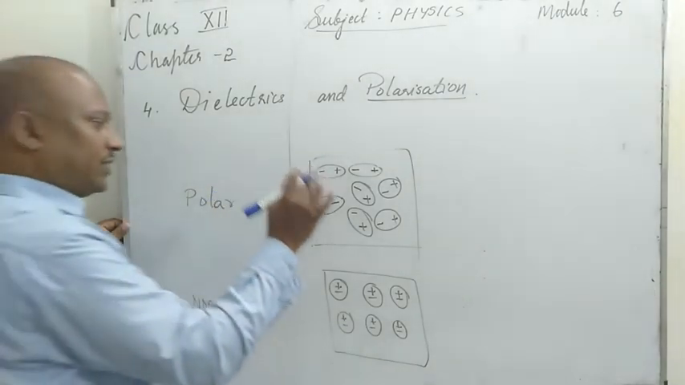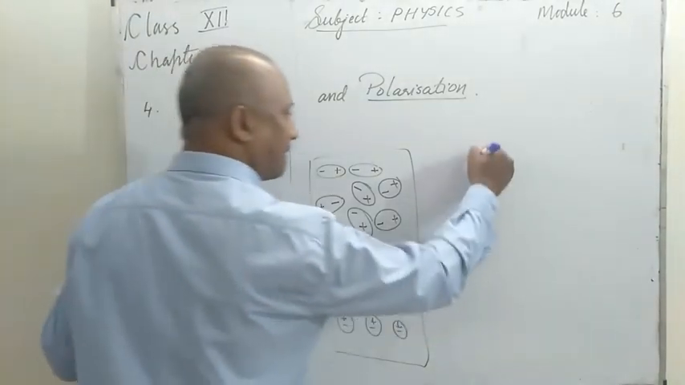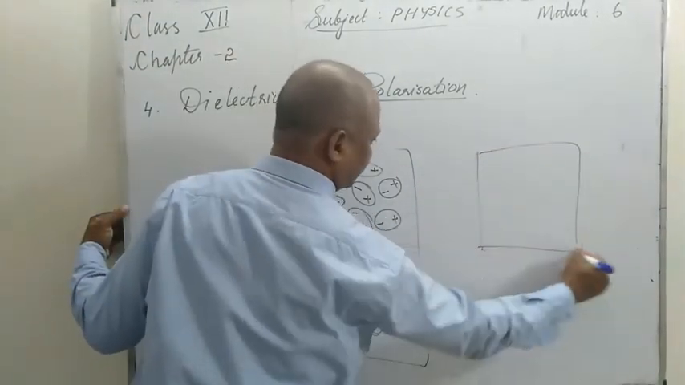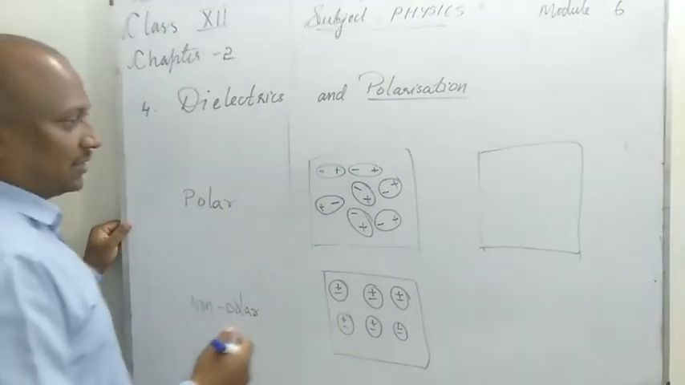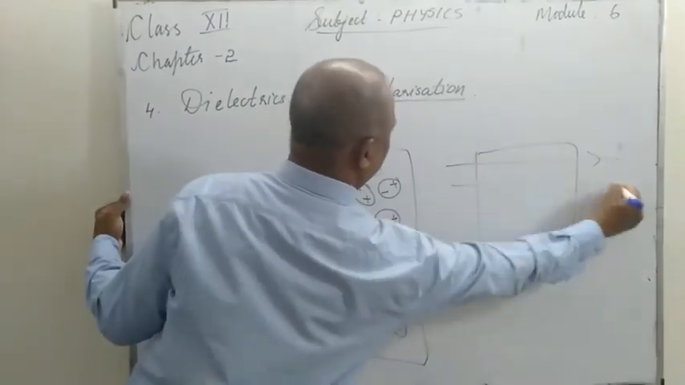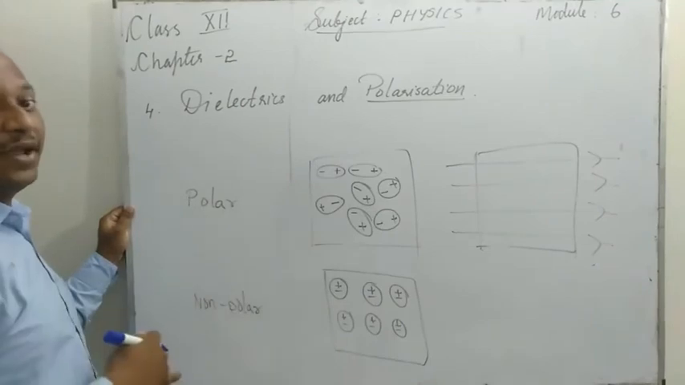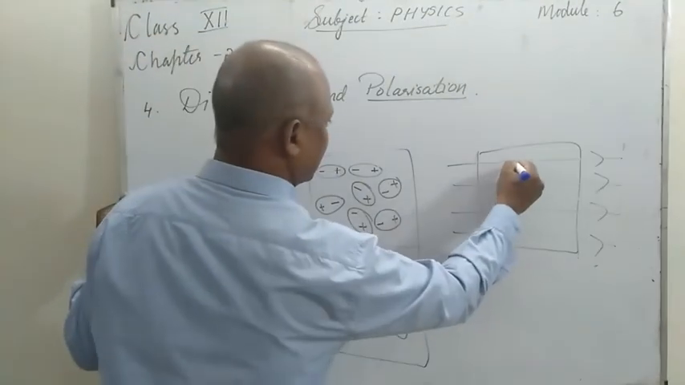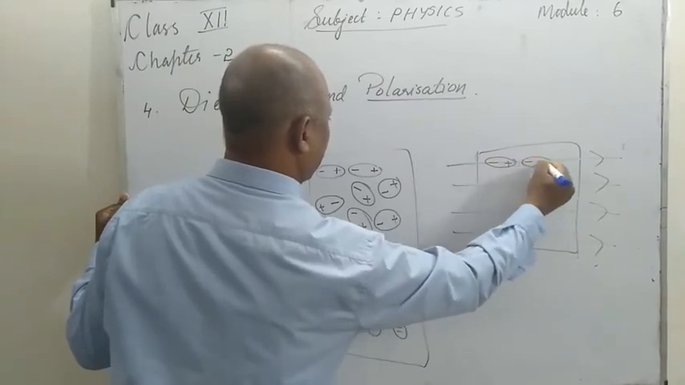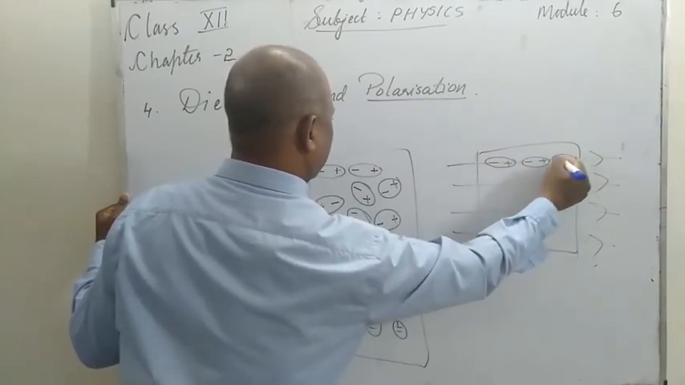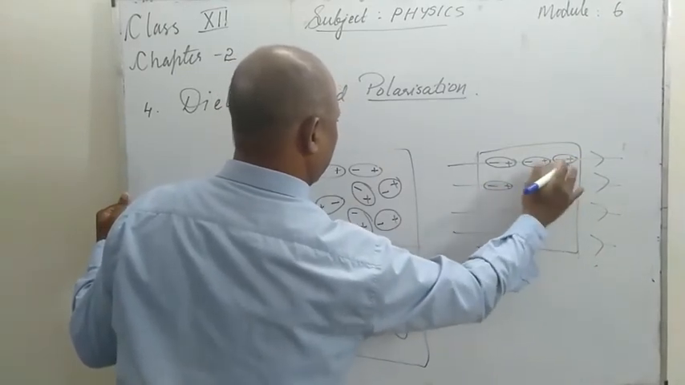And when you keep this polar dielectric, a plastic-like substance which is not conducting, and water is a polar dielectric, if you keep it in an external electric field, what happens is the dipoles tend to align in this direction. The dipoles tend to align like this.